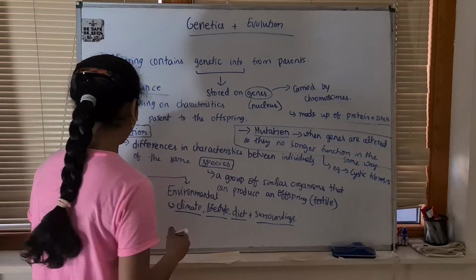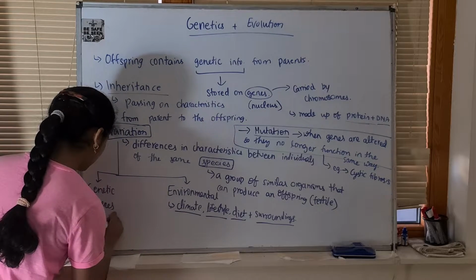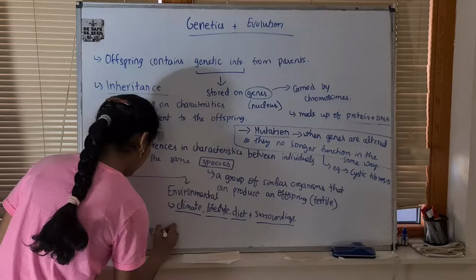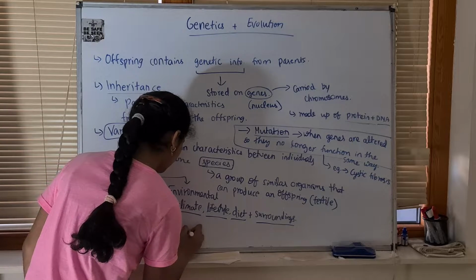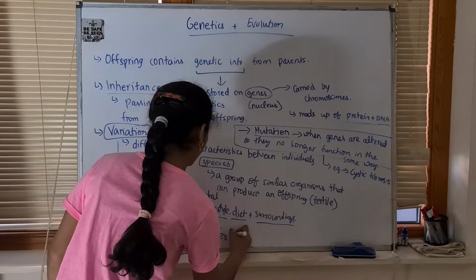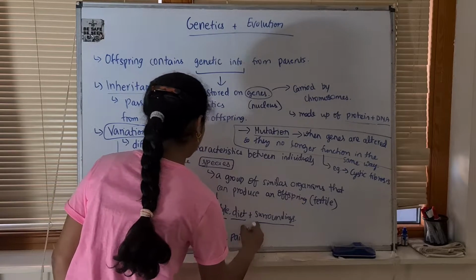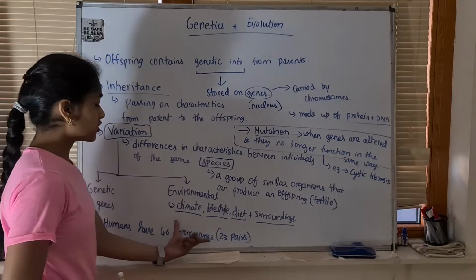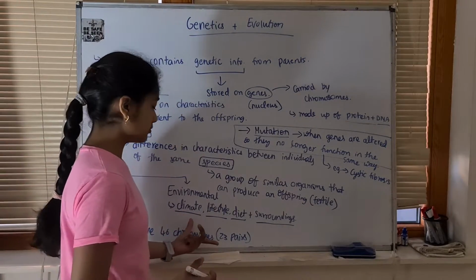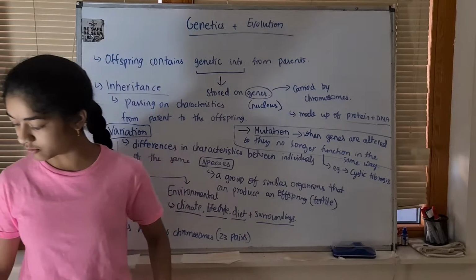Humans have 46 chromosomes. So there are 23 pairs of chromosomes. 23 plus 23, in total 46 chromosomes, or 23 pairs of chromosomes.